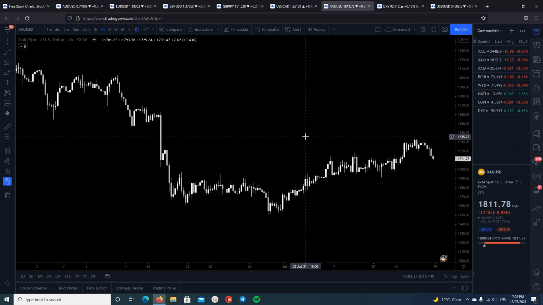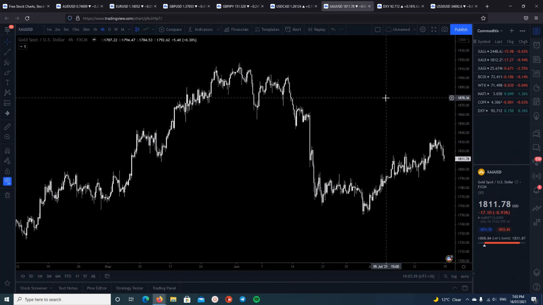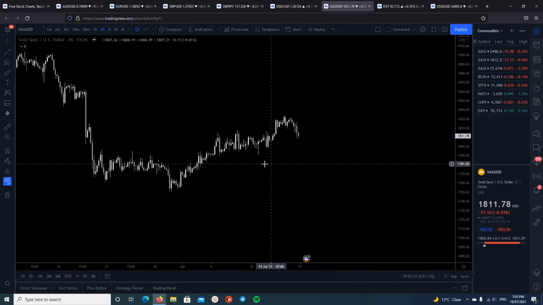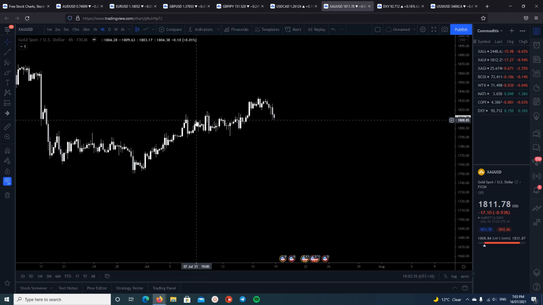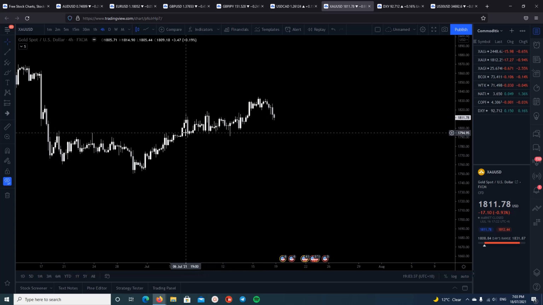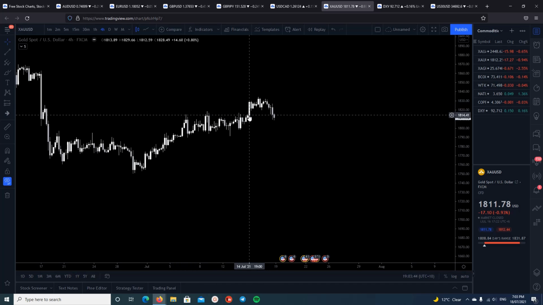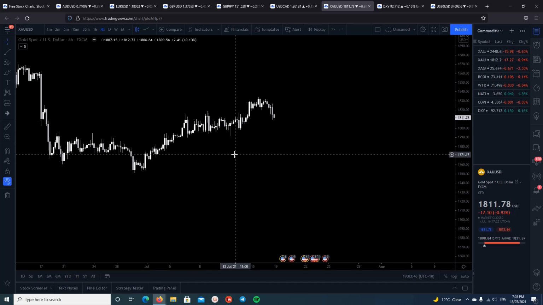Okay, gold. All right, so gold. After breaking above this little high time frame order block, we got these lows here, 1794. You got these highs here, 1814. Once we broke above 1814, Dixie started to fade. Took the buys on gold.